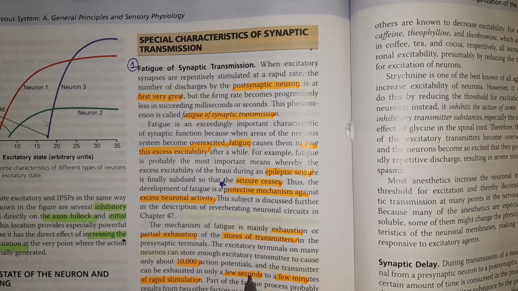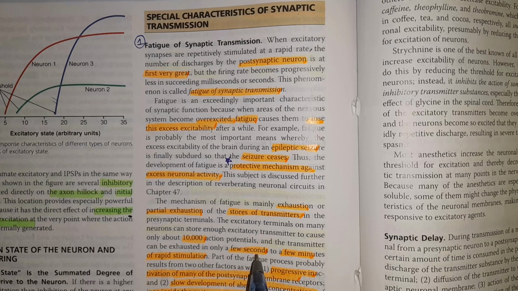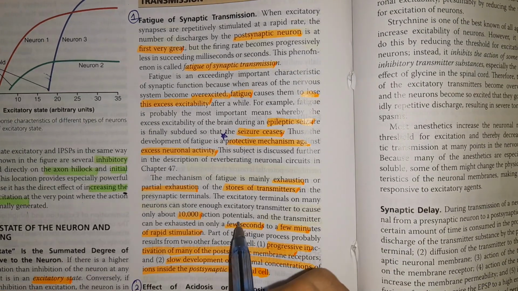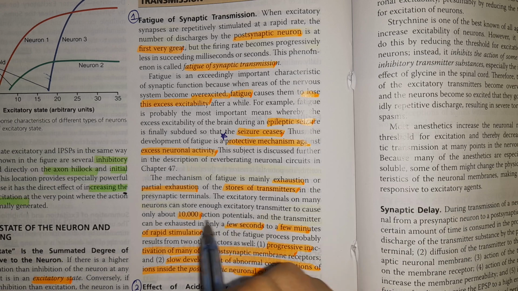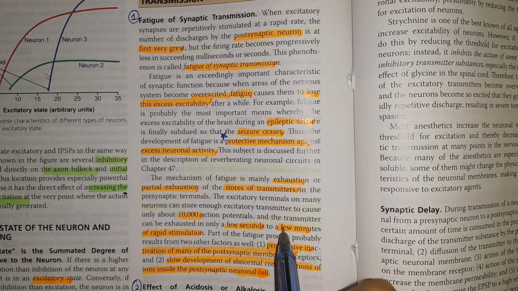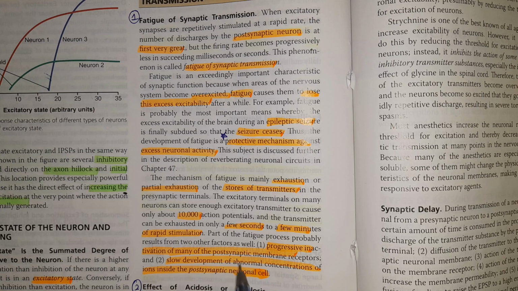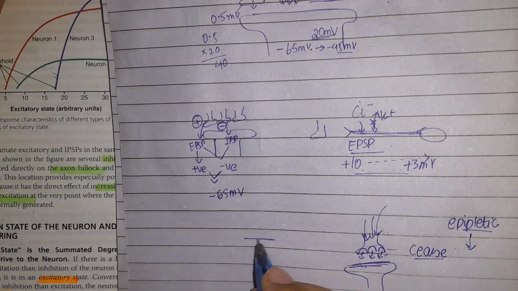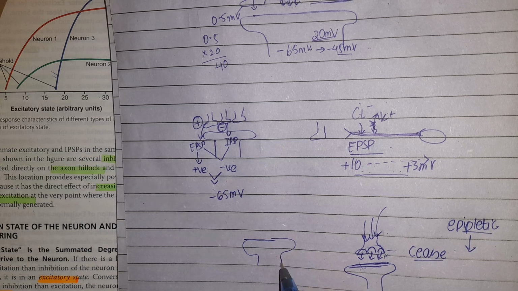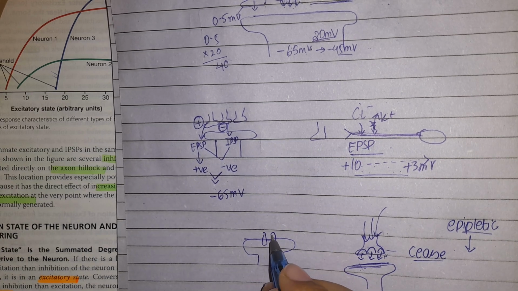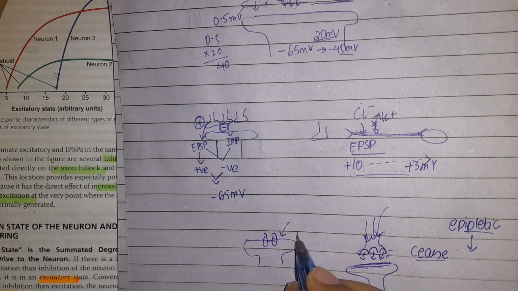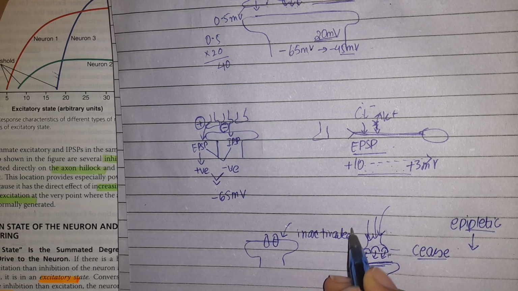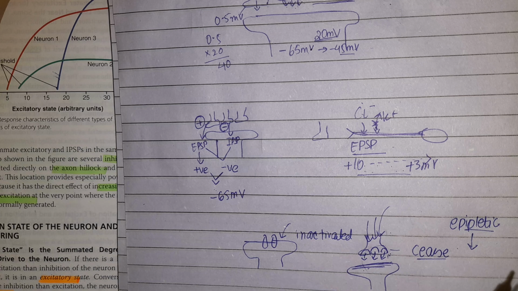Now they're saying how many action potentials can be transmitted. There are 10,000 action potentials that can be transmitted, and transmitters can be exhausted for about a few seconds to a few minutes. Now how this fatigue process occurs is that there is the postsynaptic membrane, and the postsynaptic membrane has a large amount of receptors. So first thing first, these receptors are inactivated. Second thing, the neurotransmitter stores are all used up.